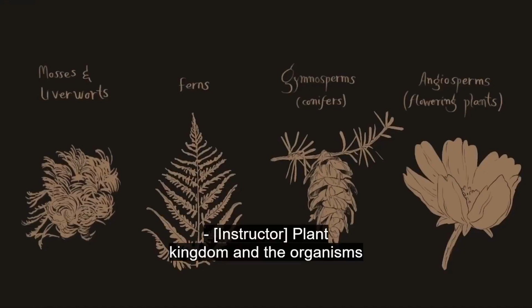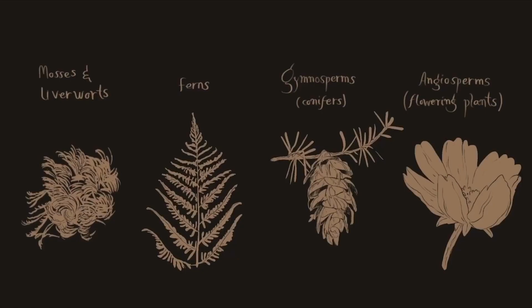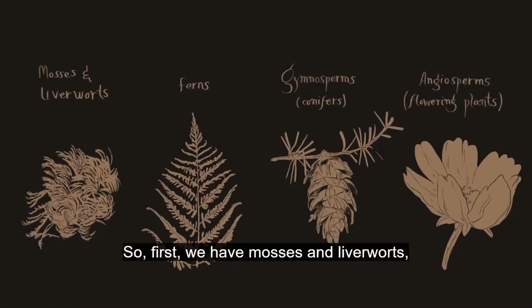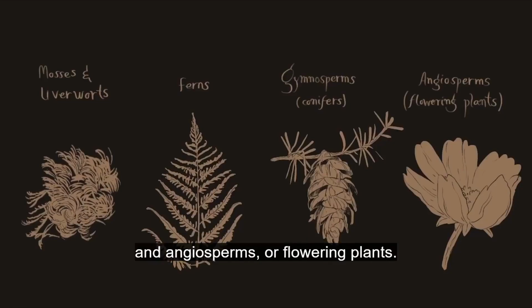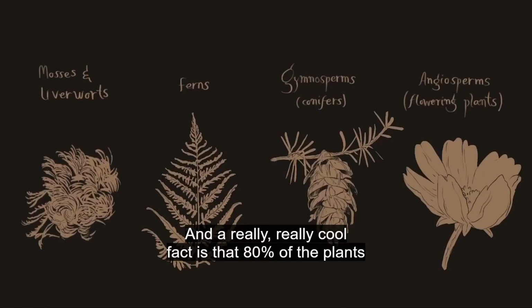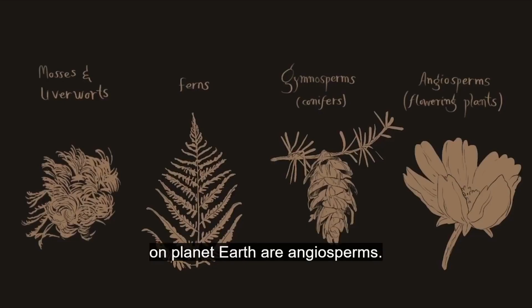Plant kingdom and the organisms that inhabit it. So first we have mosses and liverworts, which are non-vascular plants. Then we have ferns, gymnosperms or conifers, and angiosperms or flowering plants. And a really, really cool fact is that 80% of the plants on planet Earth are angiosperms.